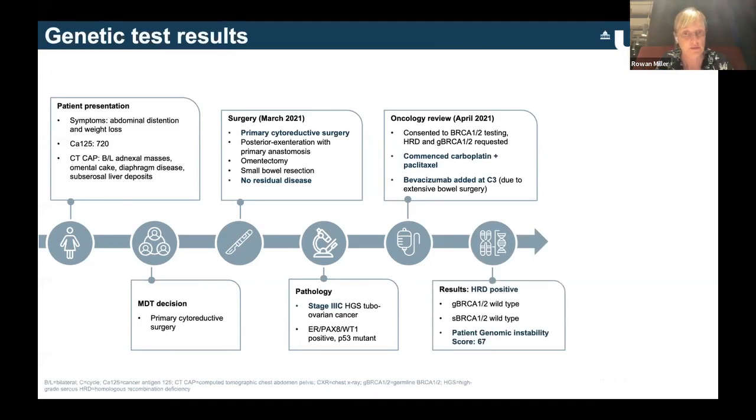We got the results of our HRD test. So the germline BRCA was negative. The somatic BRCA within the HRD test was negative, or wild type, but she had a very high genomic instability score of 67.